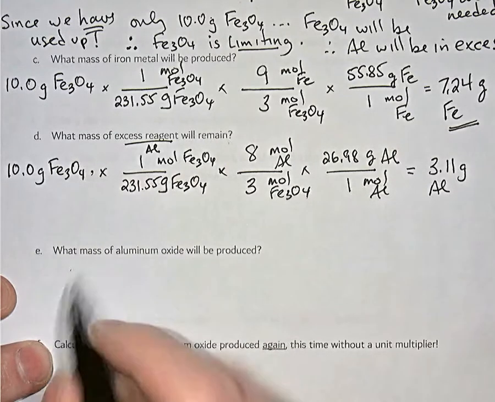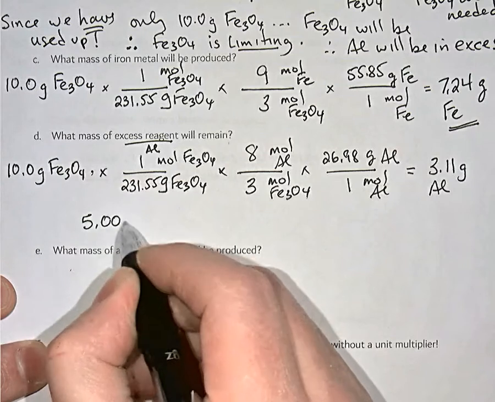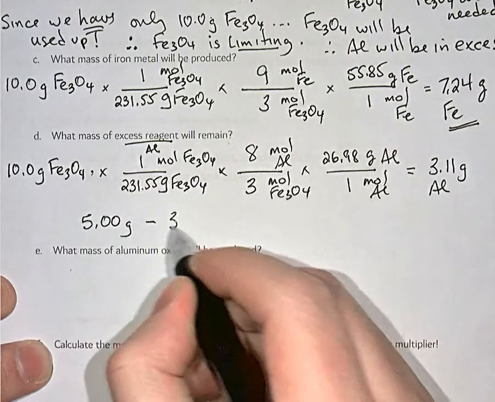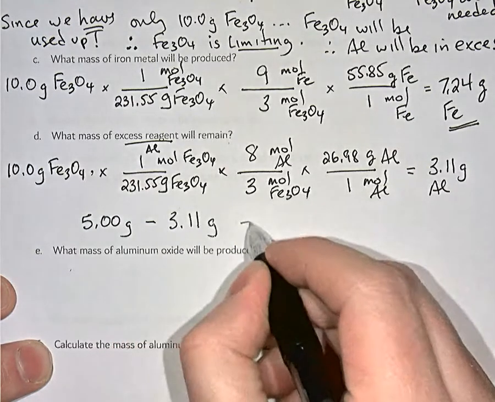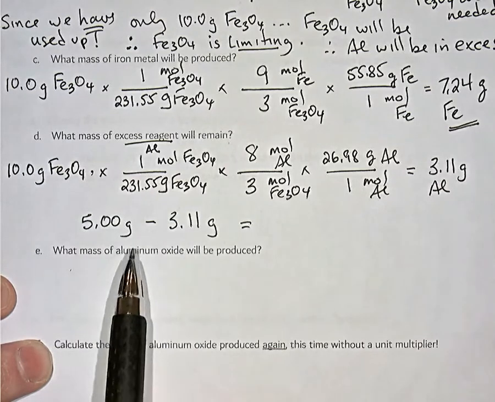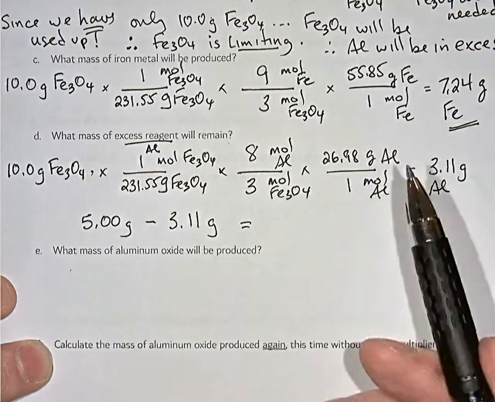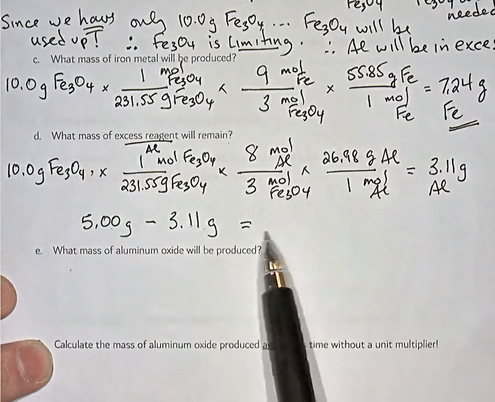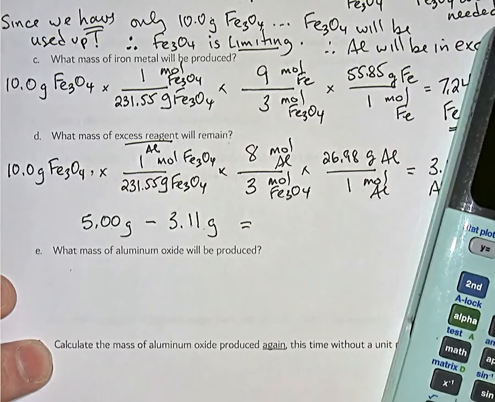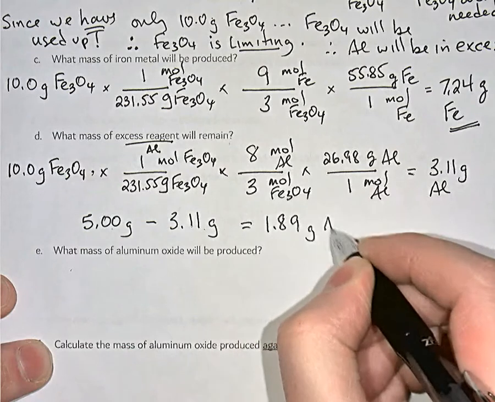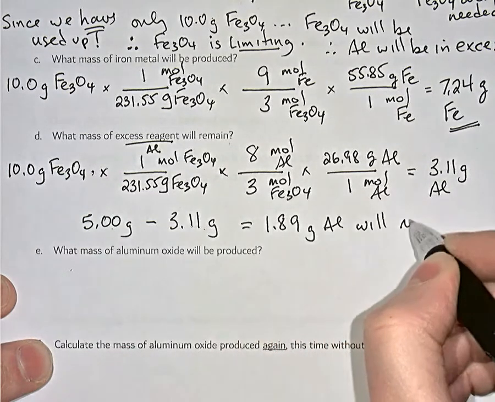What mass will remain? So we take the amount that we had, 5 grams, and we subtract the amount that reacted, 3.11 grams, and we're going to get the amount that's left over. When you're subtracting measured numbers, you remember we round off our answer based on decimal places. So 2 decimal places here and 2 decimal places here. We're going to keep 2 decimals in this answer. So 5 take away 3.11 gives me 1.89 grams of aluminum will remain.